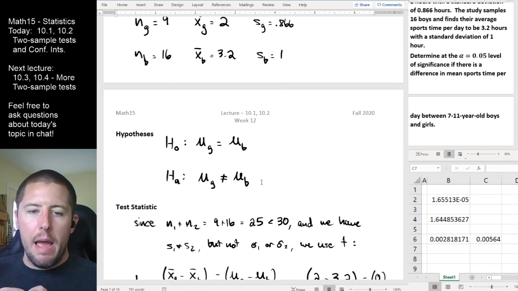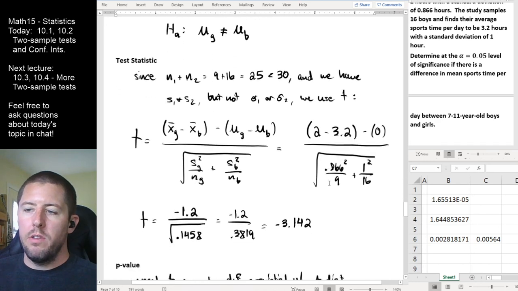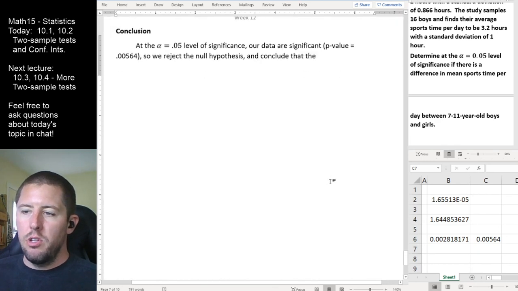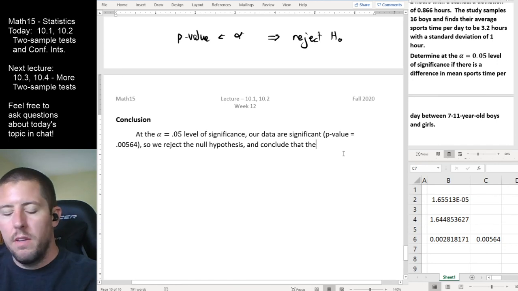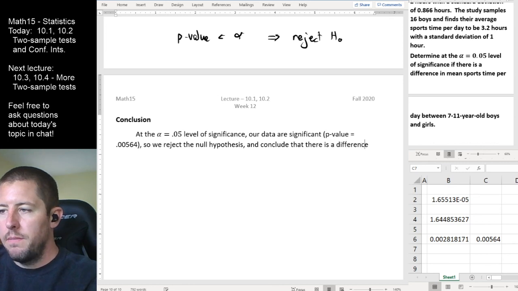Since we've rejected the null hypothesis, we are going in favor of the alternative. The alternative does not say that boys play outside more than girls. I don't care if that's what this sample shows. That's not what our hypothesis was stating. Our hypothesis is stating there is a difference. That's it. So don't overstate what you know when you state your conclusions. When I'm stating this conclusion down here, all I'm going to state is the alternative hypothesis conclusion and conclude that there is a difference in mean sports time per day between boys and girls.